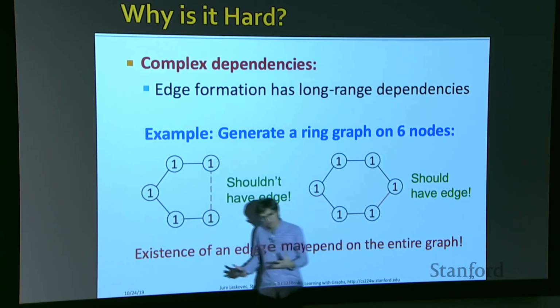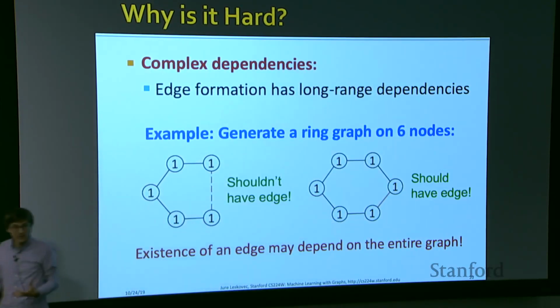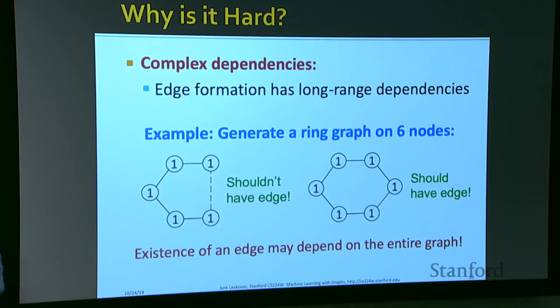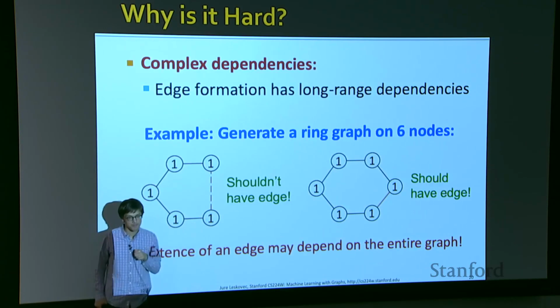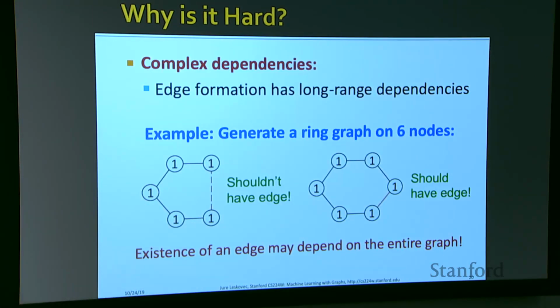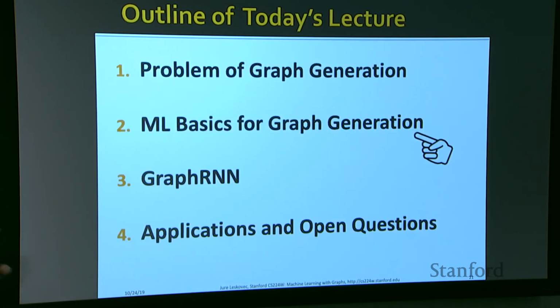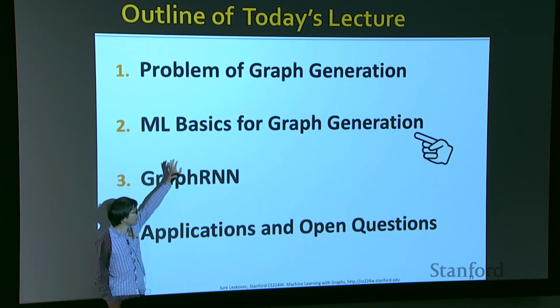So that's a lot of information or a lot of memory that I need to carry to know when to connect to the first guy and when to just keep connecting to the last one, right? So just think about that, right? Generating a cycle is actually non-trivial because you need to remember when to finish the cycle. Okay, so this was about the problem and why is it hard.